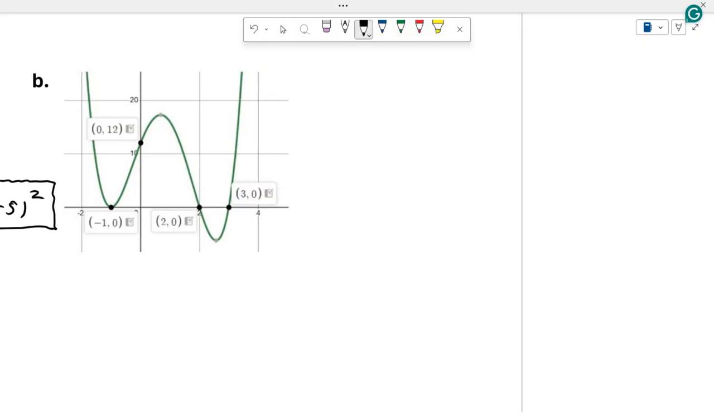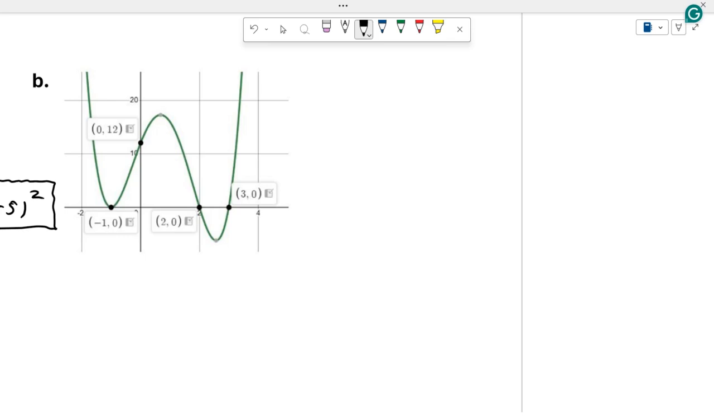8B. So 8B is a pretty different kind of question from 8A. So with 8B, first of all, this is clearly not a parabola, right? So it's not a quadratic. It's also not a cubic.